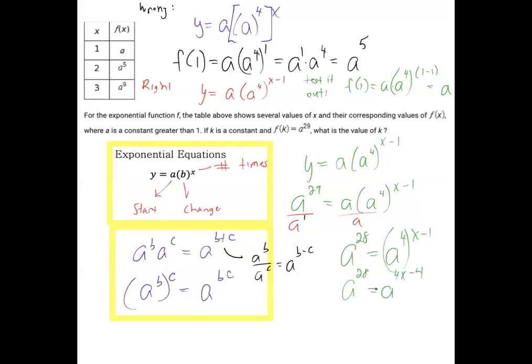Now, when you have the same bases and the expressions are equal, it only follows that the exponents must also be equal. So right now we're allowed to say that 28 is equal to 4x minus 4. Add 4 to both sides, you get 32 equals 4x. Divide by 4, and you get x equals 8. And that is our answer to this question, 8.